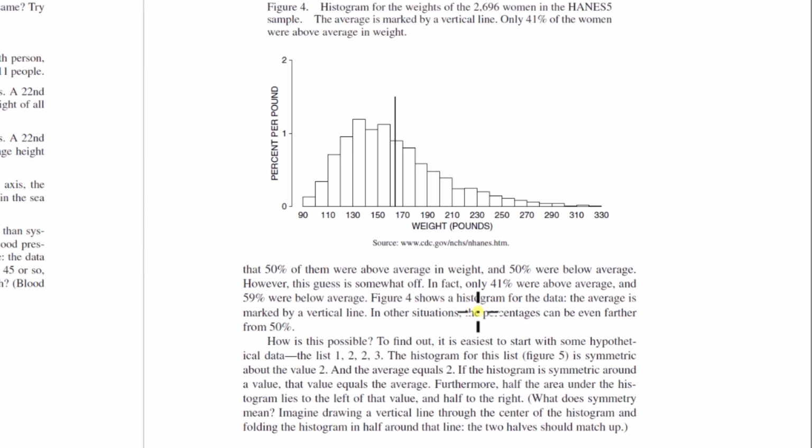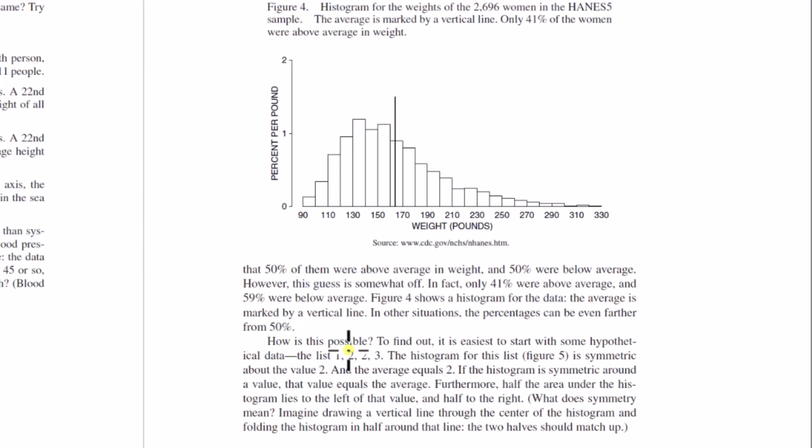Figure 4 shows a histogram for the data. The average is marked by a vertical line. So here's the average weight. Now what they're saying is 41% were above the average and 59% were below the average. So what does that mean? Based on the definition of the histogram, that means that the total area above this line is 41% and the total area below this line is 59% relative to the entire area, the area of this entire chart.